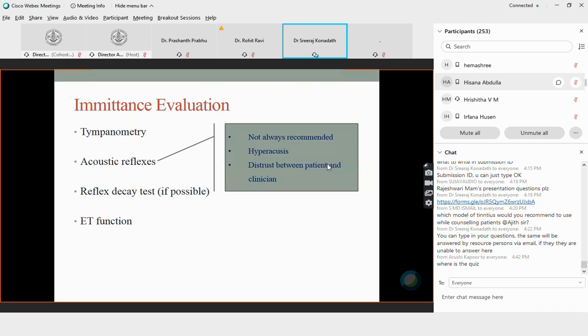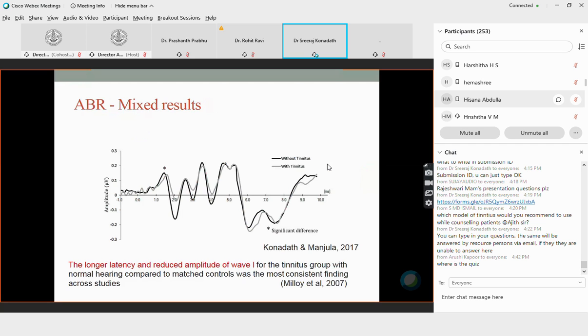ET function test, because many times tinnitus is associated with malfunctioning of the eustachian tube. It can be a patulous eustachian tube. Sometime back Madam had explained about that. So there you can go for ET function tests also.